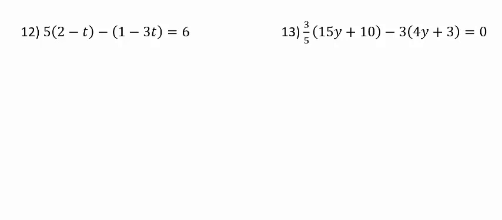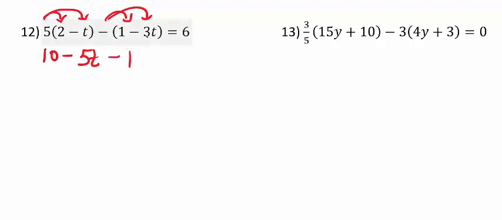In number 12, we want to go ahead and get rid of the parentheses by using the distributive property here and here. So 5 times 2 is 10, and then 5 times t times a minus t is going to be a minus 5t. And then this set of parentheses, a negative times 1 is going to be a minus 1, and a negative times a negative is going to make that a plus 3t.